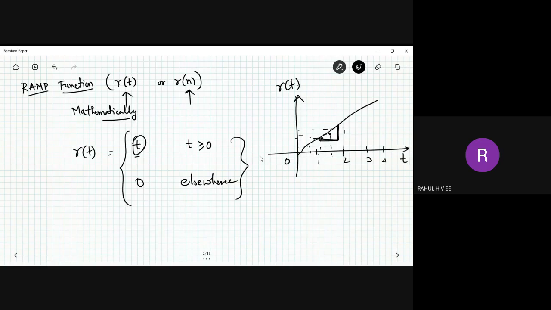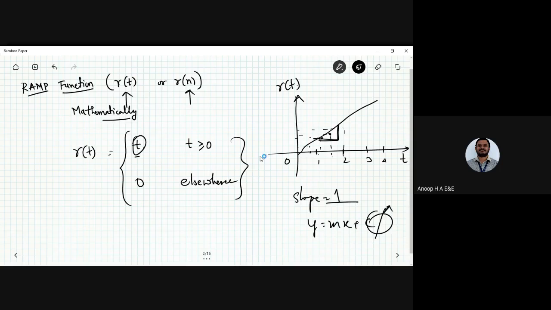Yes, exactly. The slope will be equal to 1. So the slope of this ramp signal is generally a straight line crossing through the origin. So you will have y = mx + c as the general equation, where c, the y-intercept, will be equal to 0 there. So y will be equal to mx, where m will be the slope.